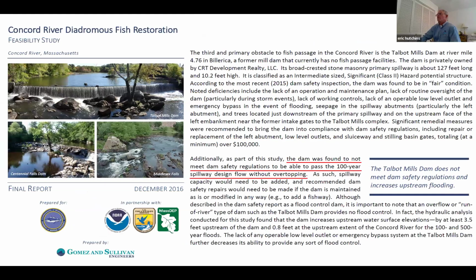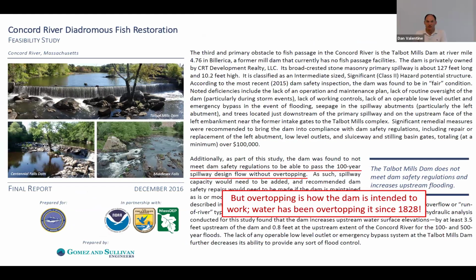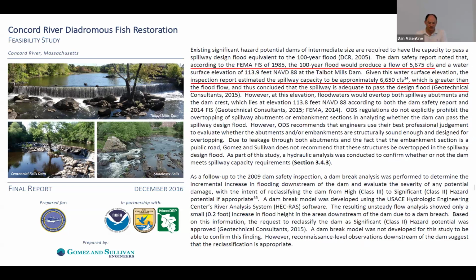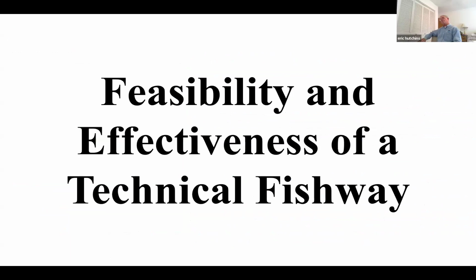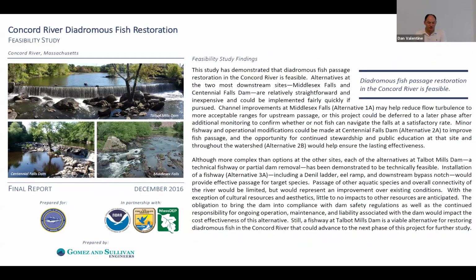Going to an earlier Gomez and Sullivan study, it says it can't meet dam safety regulations to pass the 100-year flood. Yet this type of dam is intended to work by overtopping. The spillway on one side of it is not intended to control the flow. This is a run-of-river dam, as numerous people have pointed out. So in terms of the technical fishway, Gomez and Sullivan concluded it would provide effective passage for the target species.